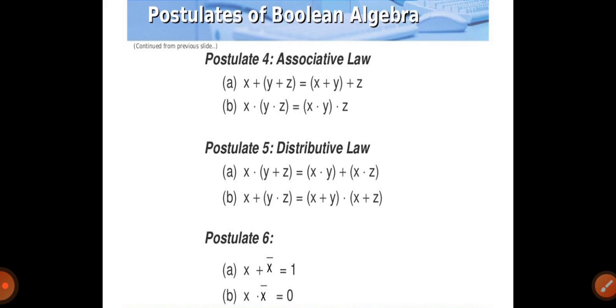Postulate number 4, associative law. x plus y plus z. This is what I have given in the multiple choice questions. That was the associative law. Only two laws of the commutative law. Correct. x plus y plus z equals x plus y plus z. These expressions are very important to remember for your examinations. All these laws are very important to remember.